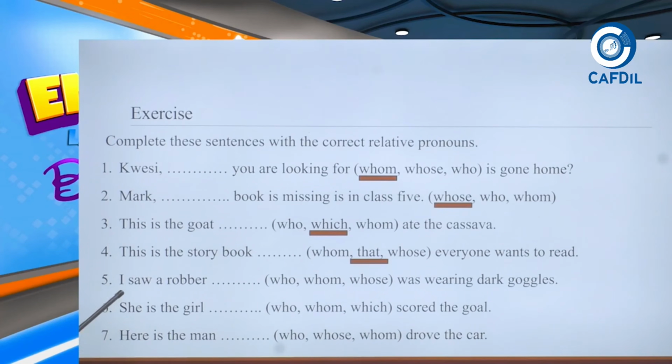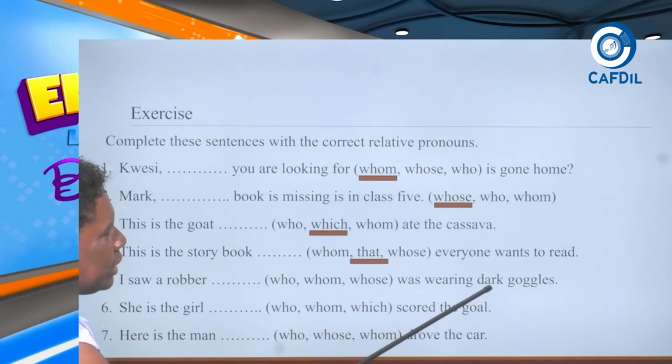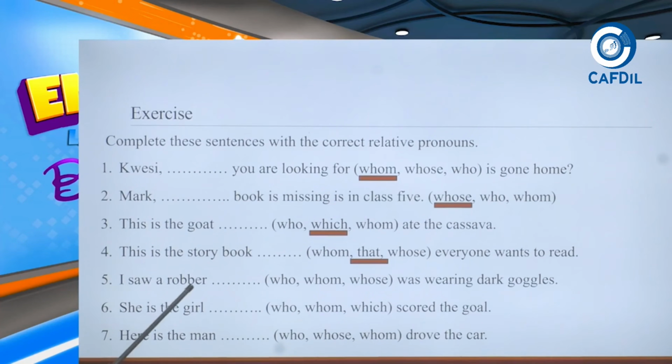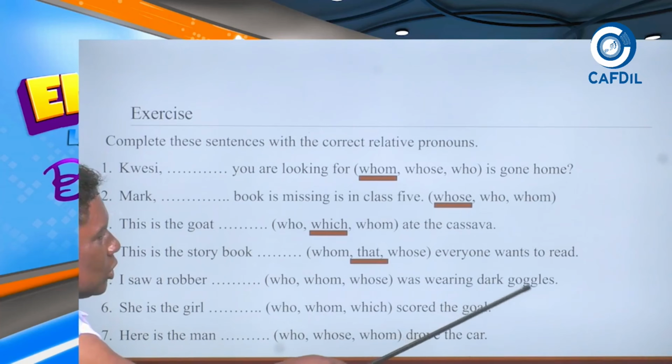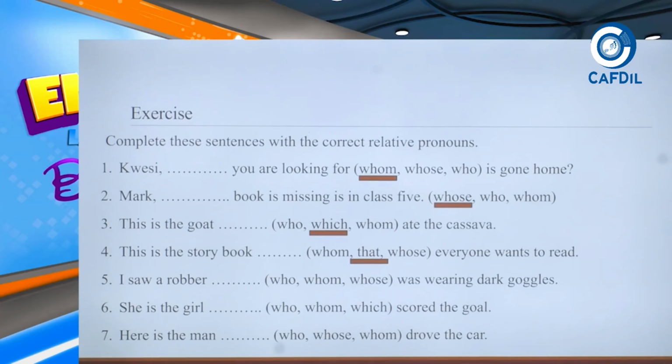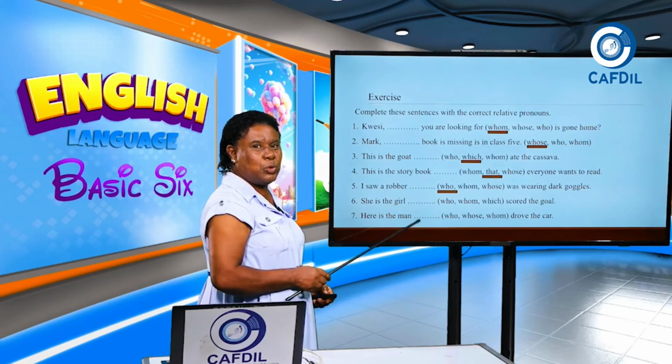Number 5. I saw a robber, dash. We have who, whom, whose in the bracket, was wearing dark goggles. Which of the relative pronouns will be right? Okay, let's try with that. I saw a robber who was wearing dark goggles. So who is the right relative pronoun to use?